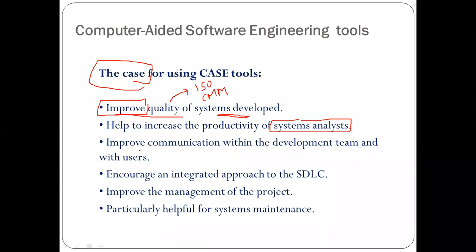Next one, we can improve the communication between the development team and the users. What is the point between the development team and the users? The development team is going to develop the software and the users are going to help them understand the requirements or the functionalities they want from the system or software to be developed. Next one is encouraging an integrated approach to the SDLC. That means we provide a proper approach, as software engineering provides a proper approach for development. CASE tools are also helping us encourage this.